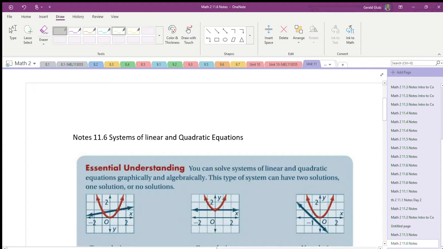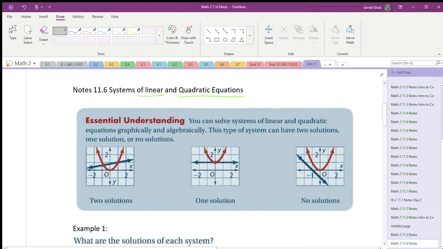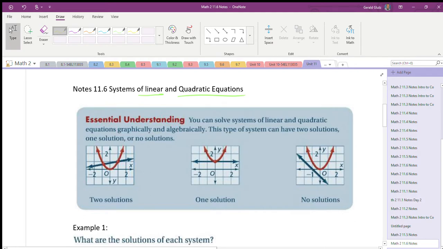So hopefully you remember a little bit about systems of equations from last year, Math 1. We're going to be given a linear and a quadratic equation, then we're going to have to solve or find where they are both equal. If you have a quadratic graph, it's a U shape like that, and a linear is obviously a straight line. So wherever those two intersect, those are going to be your solutions. As you can see, this has two solutions.